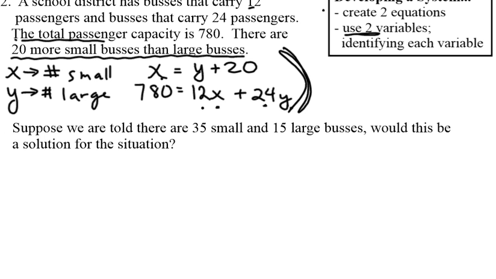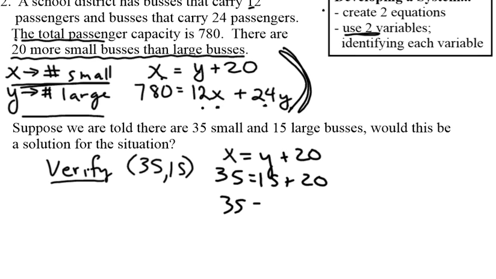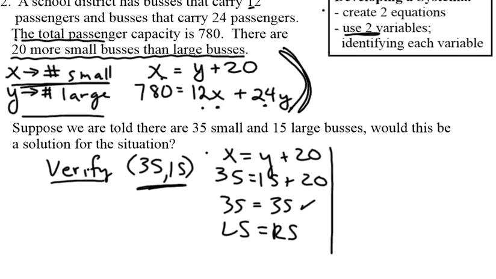From there, suppose we're told there are 35 small and 15 large buses. Would this be a solution? Well, we want to verify. In this case, it's saying there's 35 small. So X, because that's our small, would be 35, and Y, large, would be 15. Well, we plug that into our equations to verify if that's true. X equals Y plus 20. 35 is 15 plus 20. Is that true? Absolutely. 35 equals 35. Left side equals right side. So that's good for our first equation. Then we have our second equation.